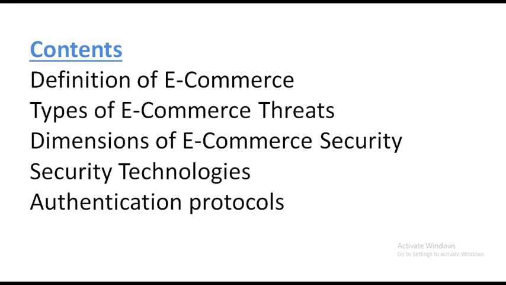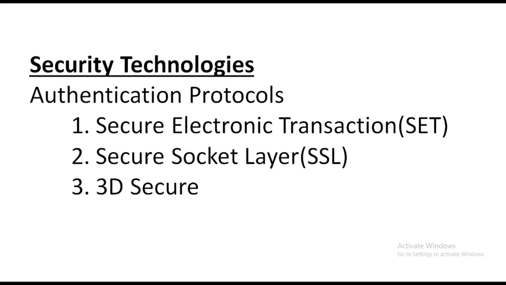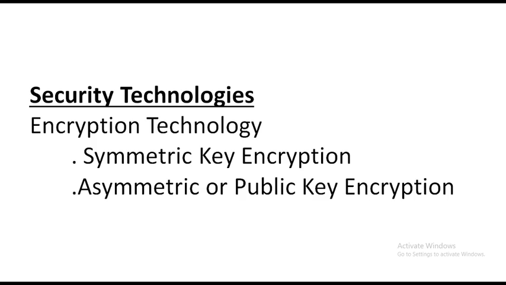And next one is security technologies. Since a large amount of confidential information is involved in e-commerce activities, it must be transmitted through a safe and secured network. And e-commerce transactions are roughly classified. Security technologies are classified into three types. One is encryption technology, second one is authentication technology, the third one is authentication protocols. First one, we will know what is encryption technology.